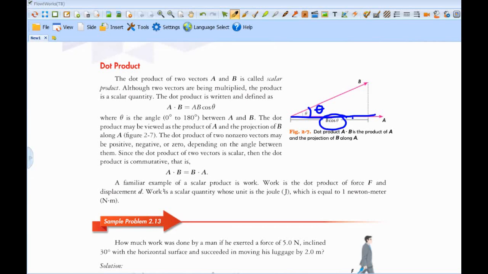A familiar example of a scalar product is work. Work is a force over a distance, right? So remember that when you are trying to push a certain object over a certain distance, then there is work being applied. All right. Imagine you have to push the wall and nothing happened to the wall. Do you think that there is work that has been done on the wall that you pushed?